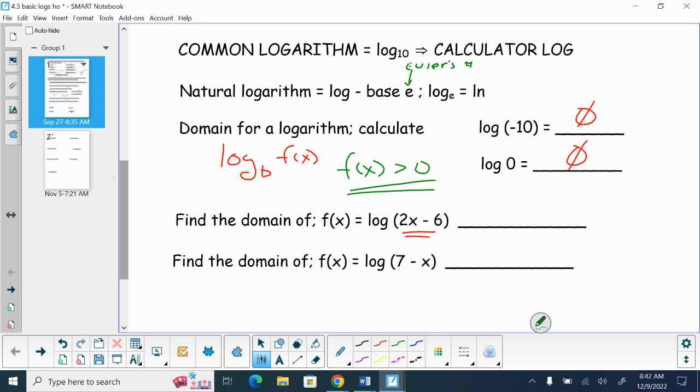So what would be your domain for the next two? Put it in interval notation.